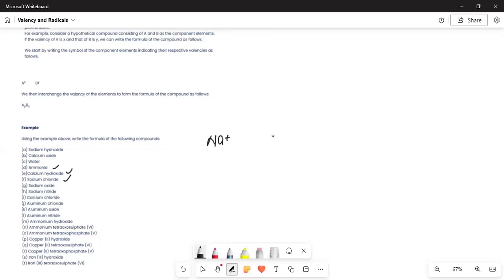And the next one, sodium chloride, the valency is also 1. When they combine, sodium and chlorine will exchange valency. So the formula is NaCl, because both of them are 1, 1. When it is 1, we don't need to write it. And the next one is sodium oxide. Sodium, the valency is 1. Oxygen, the valency is 2. So when there's a combination, there's an exchange of valency. The sodium will pick 2 from oxygen, while oxygen picks 1 from sodium. So the chemical formula is Na2O.